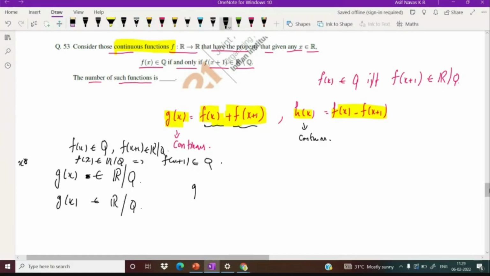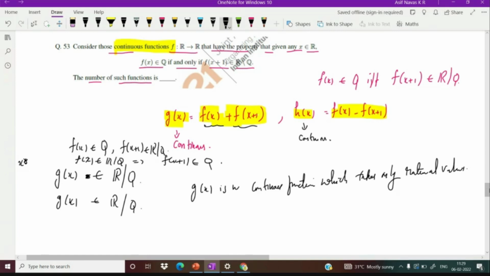So that means g of x is a continuous function which takes only irrational values, and you can use the intermediate value theorem to check that this g of x must be constant. Why? Because you can use the intermediate value theorem.